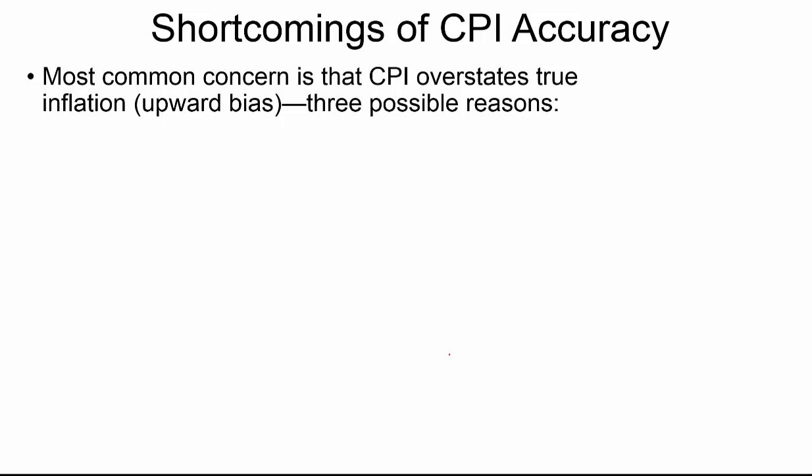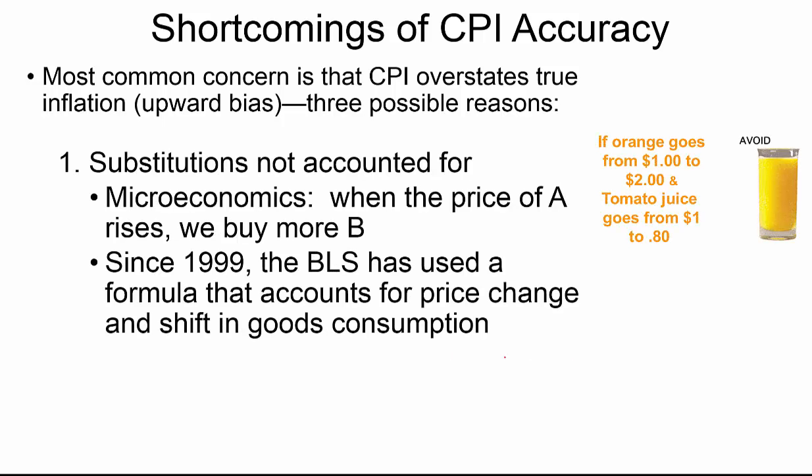Okay, first of all, the Consumer Price Index possibly could overstate true inflation. Here's why. There are 3 reasons. Number 1, substitutions are not accounted for. Typically, we learn this in microeconomics, is that when the price of one good rises, you stop buying that good and you buy more of the one that's less expensive. Well, the Consumer Price Index doesn't take that into account. It assumes that you're going to continue to buy the more expensive product, and it could have become more expensive because of less supply or greater demand instead of just inflation. So that's a bias.